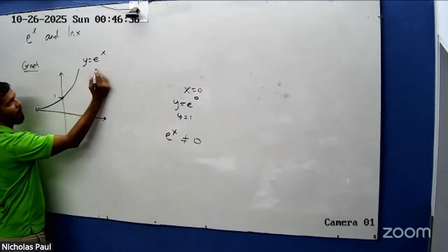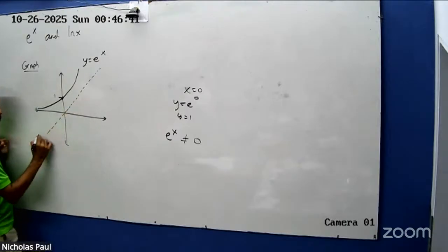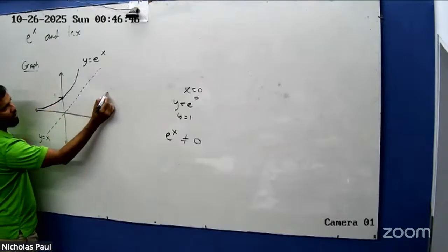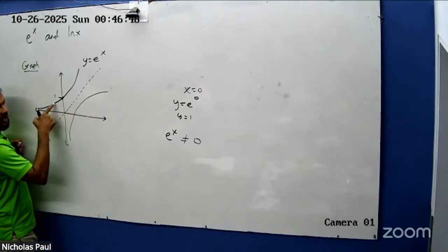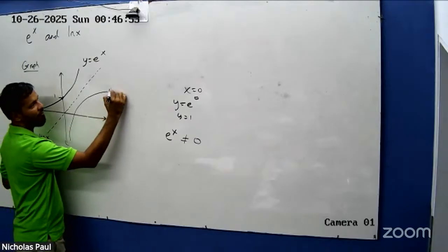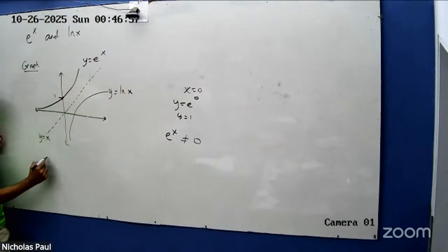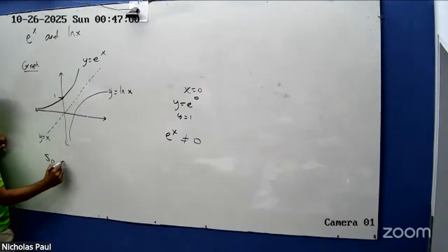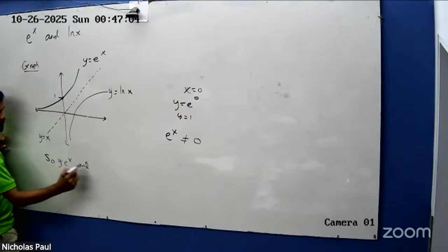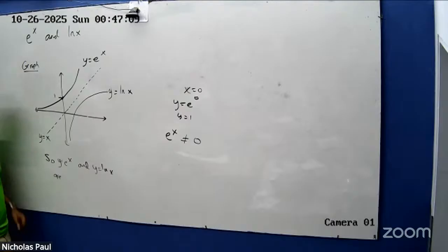Then, if we draw the line y equal to x, and we reflect this, we will get a function that looks like this. If I reflect this in this line, I'll get this function here. And that function is what we call ln x. So e to the x and y equal to ln x are reflections of each other.